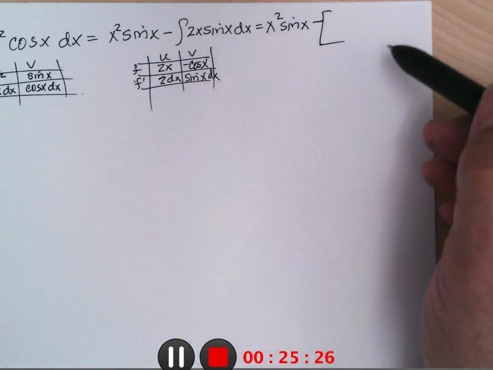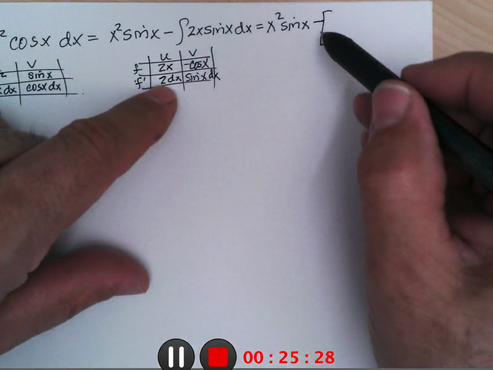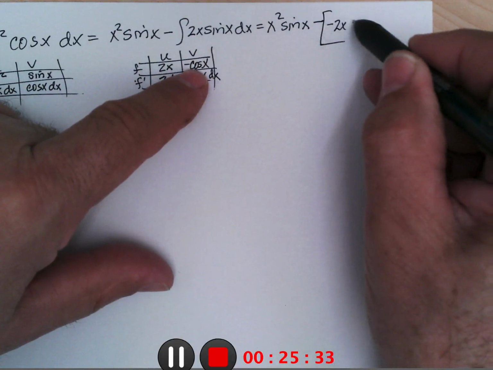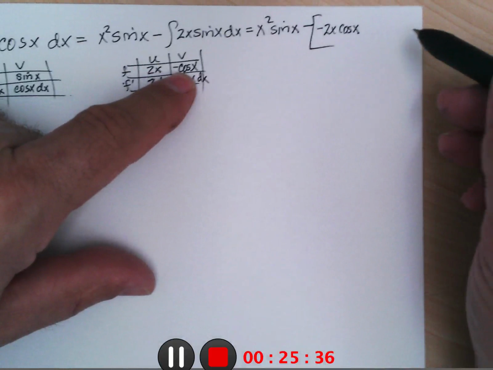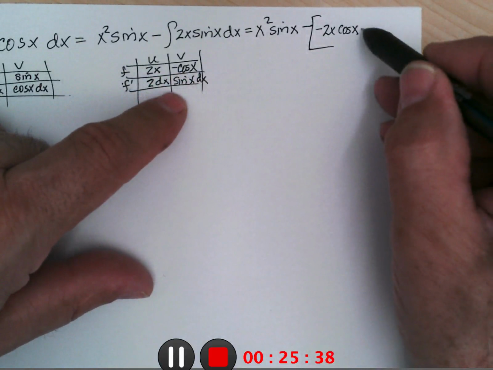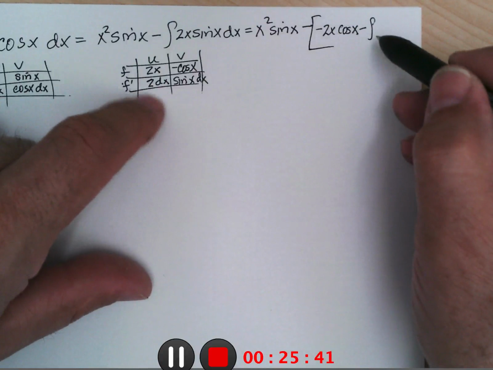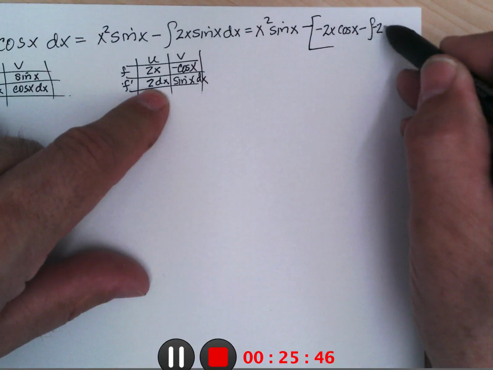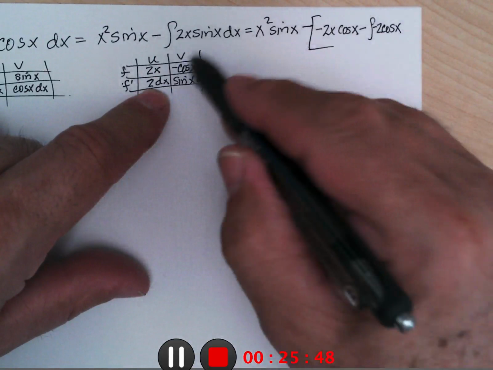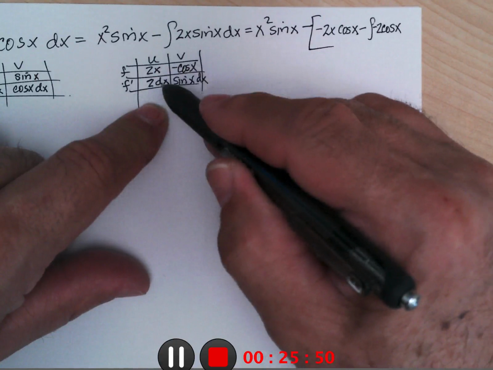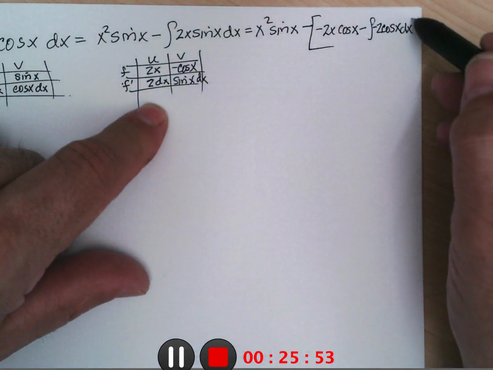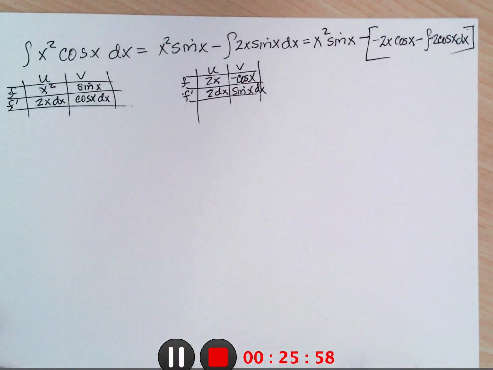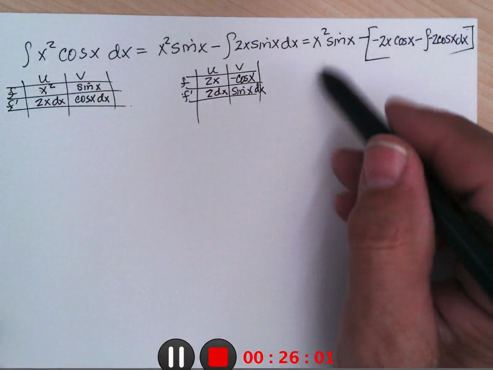And now we're going to do uv, which is negative 2x cosine x, minus the integral of these two, which is negative 2 cosine x dx. So now it's going to be important to keep things straight. A lot of minuses and pluses and everything, and this is where you can get fouled up.